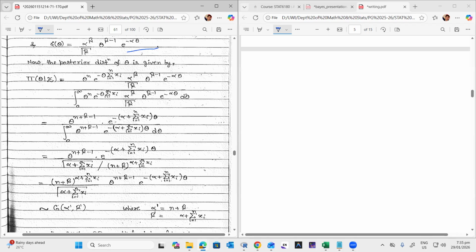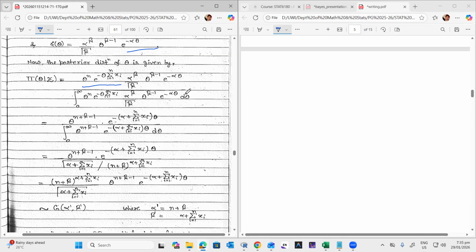So for the posterior density function, we write the likelihood of the exponential distribution, that is theta raised to the power n, e raised to the power minus theta summation xi, into the density function of the gamma, and divide by the integral over the range of theta, that is 0 to infinity, of your likelihood into prior.